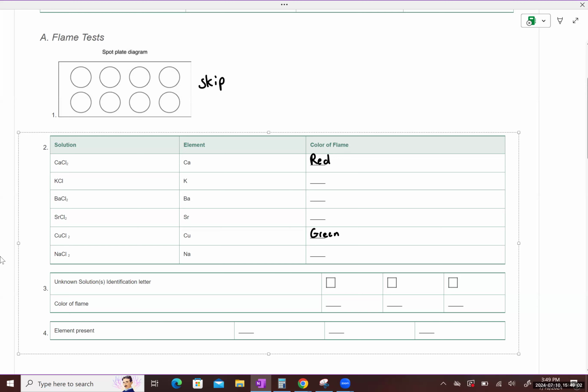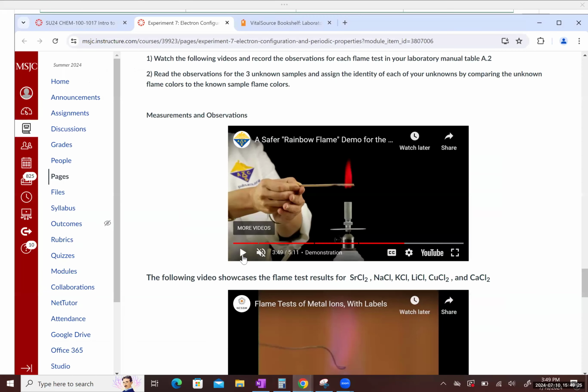Lithium isn't on the list here, but I feel it's important to show that this effect isn't just limited to the metal ions that we're looking at as part of the lab manual. You can also look at other metal ions and observe similar unique flame colors for unique metal ions. Okay, let's keep going now.